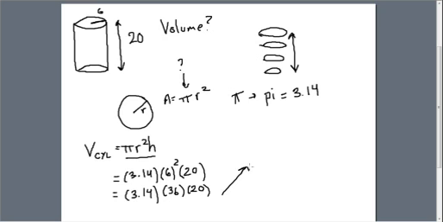Now we'll go over here, we have some room, and we'll continue multiplying out. 3.14 times, 36 times 20 is, if you do it out, 720. And when you multiply this out, and you can use your calculator for this, you end up with 2,260.8. And that's the final answer for the volume.